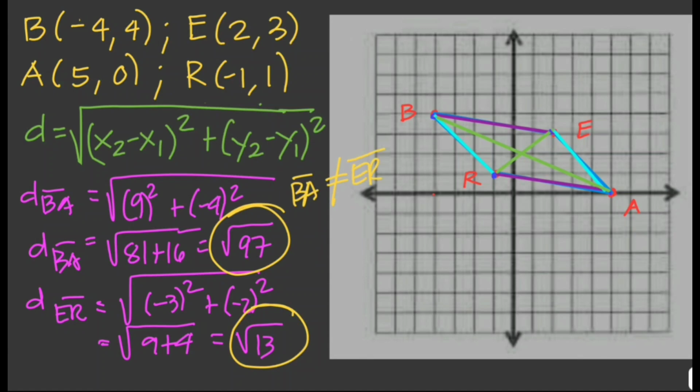The two diagonals are not equal, therefore this quadrilateral is not a parallelogram. Alright, let's solve another example here.